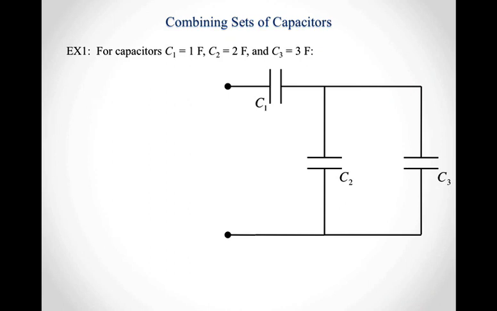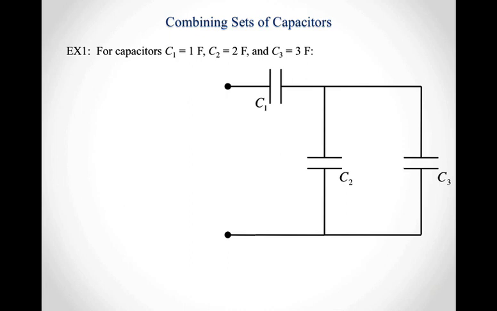So let's look at a couple examples of how I can use my rules for combining capacitors in series and in parallel, and use those for a couple simple examples for sets of capacitors. For starters, I've got capacitors C1, C2, and C3 here, and let's be very clear. I'm letting them have capacitance values of 1 farad, 2 farads, and 3 farads, which are way too high for these to be realistic capacitance values.